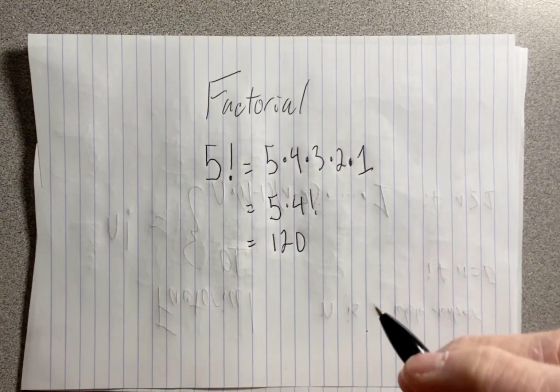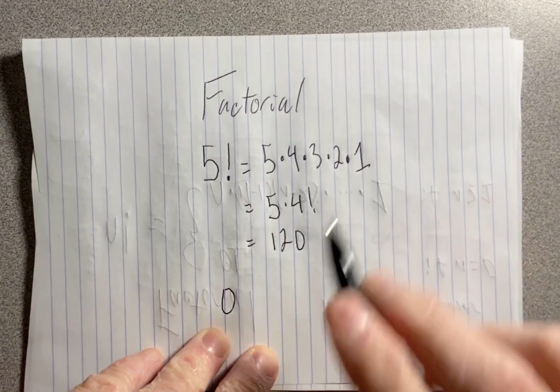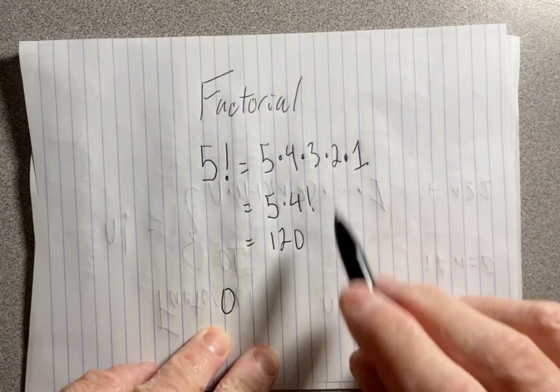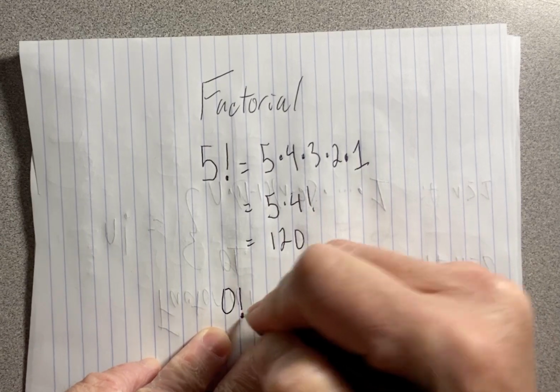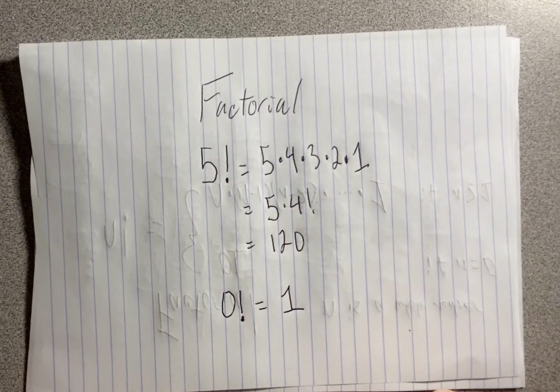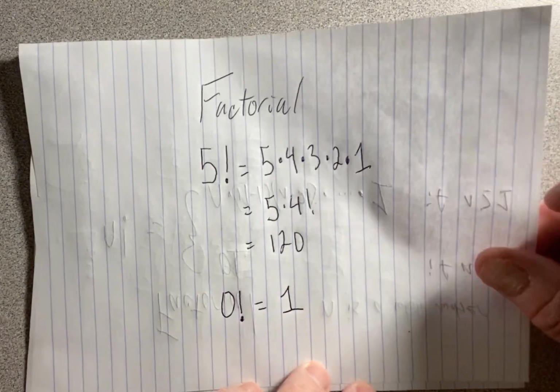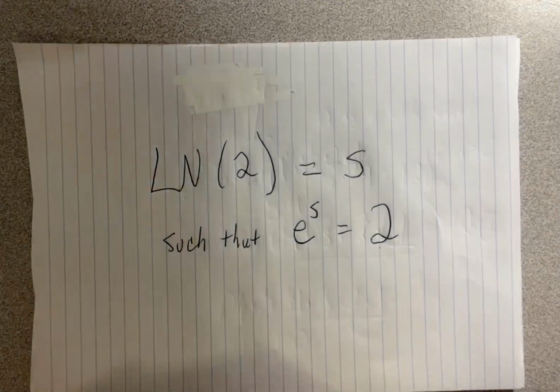Now there's a special definition for 0 because it's a whole number. And notice we stop at 1. So 0 doesn't really fit into this definition. It has its own definition. 0 factorial is always 1. Okay? So there's factorials for you. It's pretty easy to understand, so I think that's enough examples.